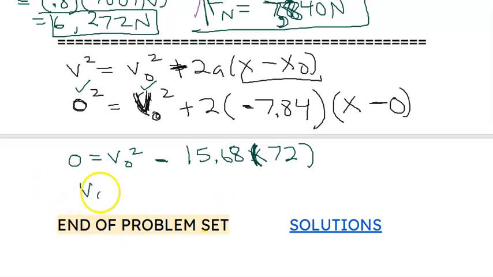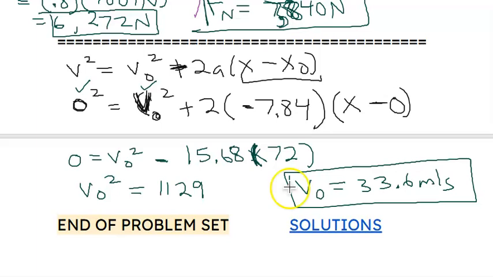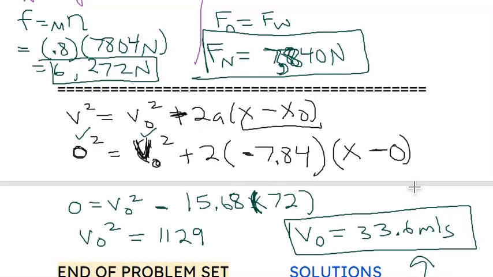You get V naught squared equals 1129. So the square root of that is 33.6. And again, that's like 70, 75 miles an hour. To convert, it's more like 2.25, something like that, I think. Yeah, 76 miles an hour. Okay, so maybe going over the speed limit. Yeah, I guess so. All right, so that was the initial speed.